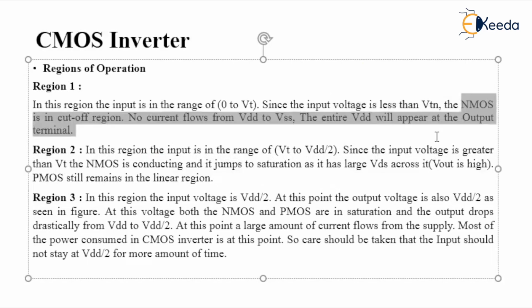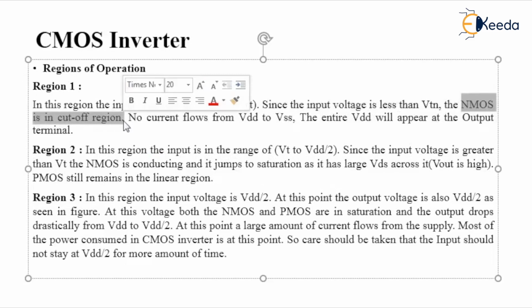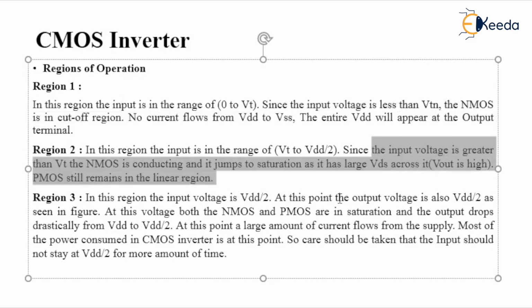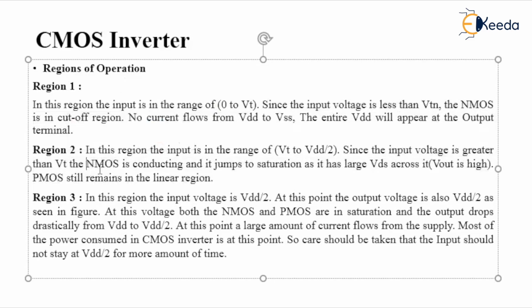That's why NMOS is in cutoff. But here the input voltage is greater than Vt. Therefore the NMOS is conducting. But here NMOS is cut off since the input voltage is less than the threshold voltage. Therefore the NMOS is in the cutoff region in the case of region 1. But here the input voltage is greater than Vt. Therefore NMOS is conducting and it jumps to saturation.